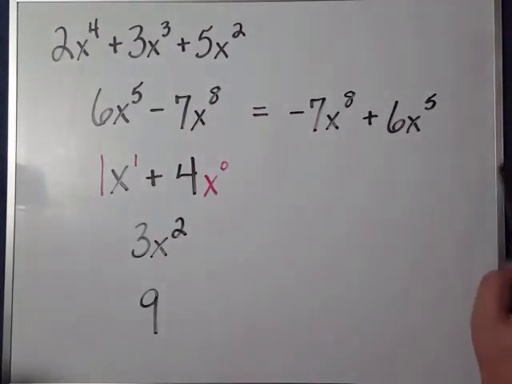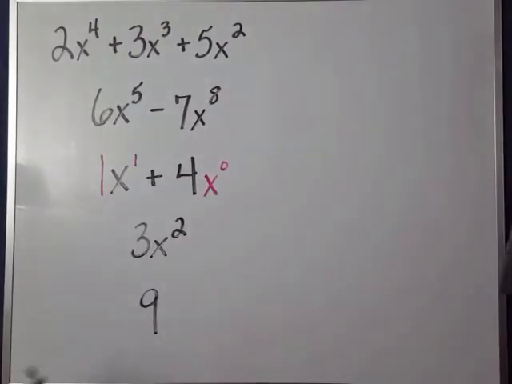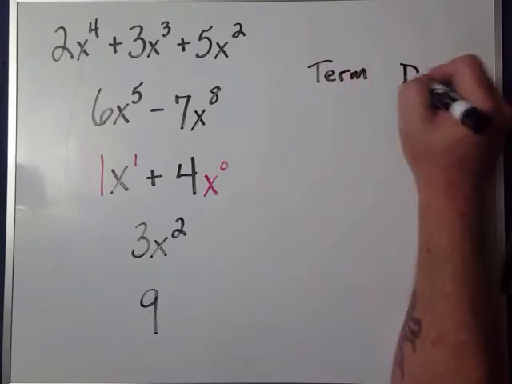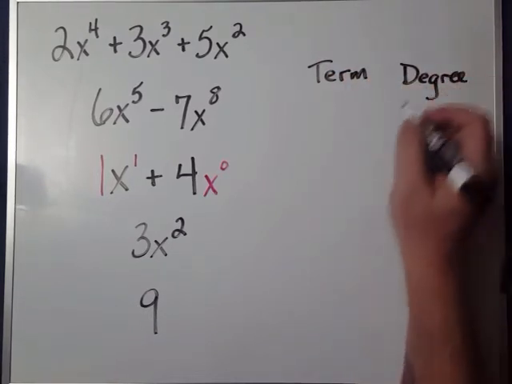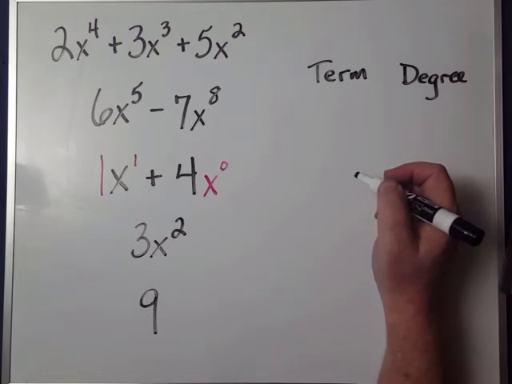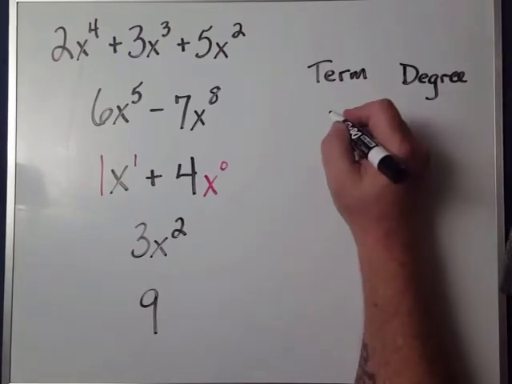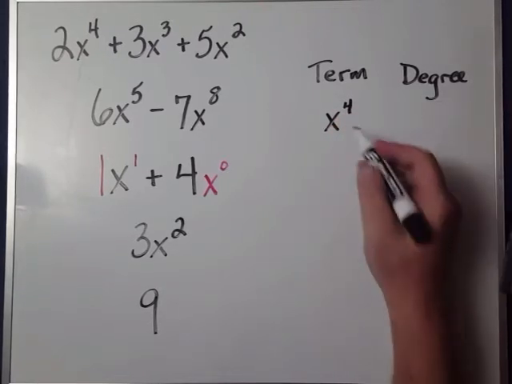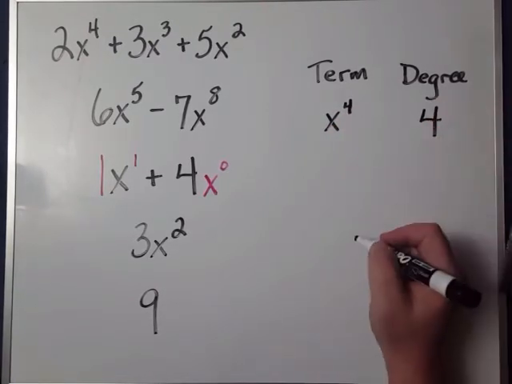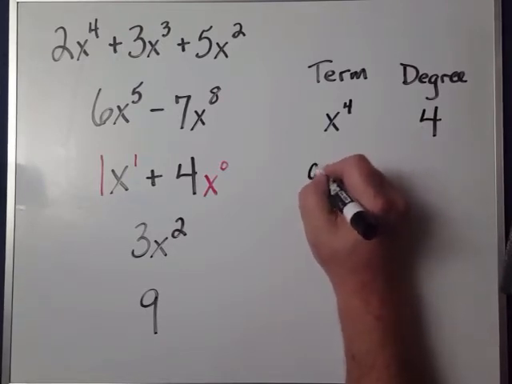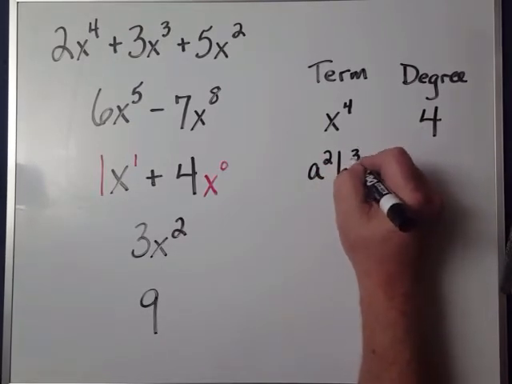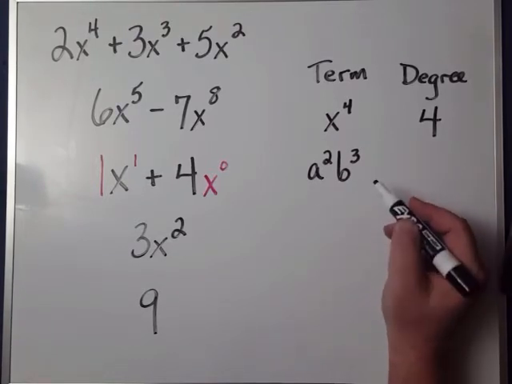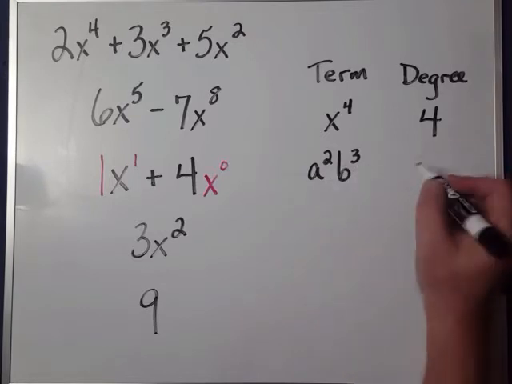Okay, so let's take a minute and just talk about the degree of a term. Here's the term, and I want to know its degree. The degree of a term is the sum of the exponents on the variables. So the degree of x to the 4th is 4. The degree of a squared b cubed, that's a single term. And it says the degree of the term is the sum of the exponents on the variables. 2 plus 3 is 5.